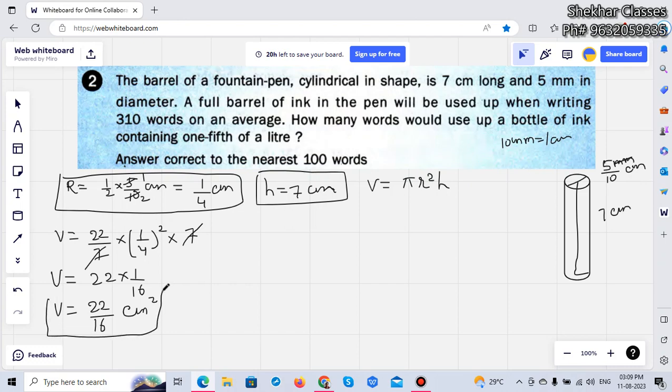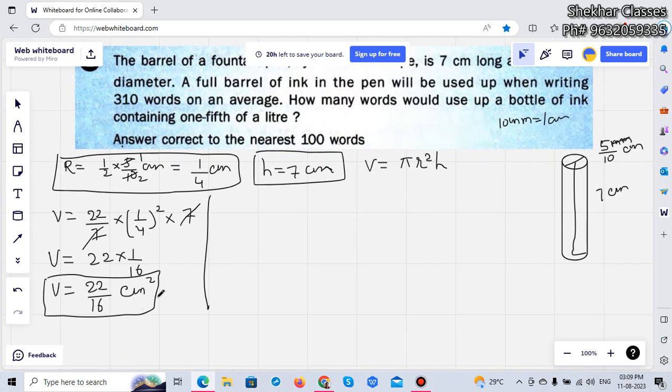There's another problem here. We have to convert. It says it has got 1/5 of a liter. First let me write it here. This 22 upon 16 centimeter cube of ink can write how many words? 310 words. Remember this part. 310 words.